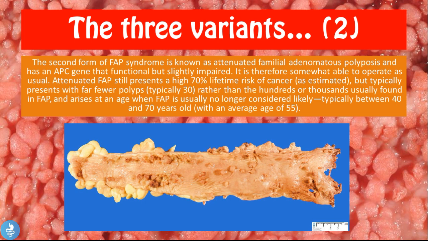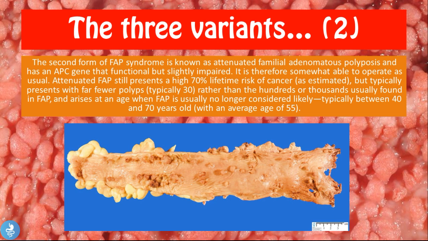So the second form of FAP is known as attenuated familial adenomatous polyposis and has an APC gene that is functional but slightly impaired. So again, these patients also have that faulty APC gene, but the difference between classic FAP and this form of attenuated FAP is that while these patients have the gene that is impaired, it is only slightly impaired. Therefore, in these patients, the APC gene is somewhat able to operate as usual.